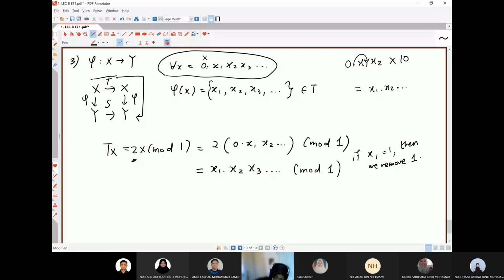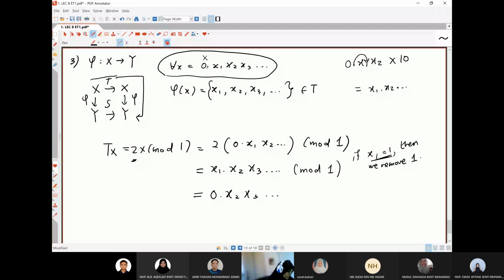Lepas tu kalau x1 ni 1, kita kena remove 1. Maksudnya kita kena tolak dengan 1. Betul? So kita akan dapat 0.x2, x3 and so on. Is that okay? Okay. Boleh kan?